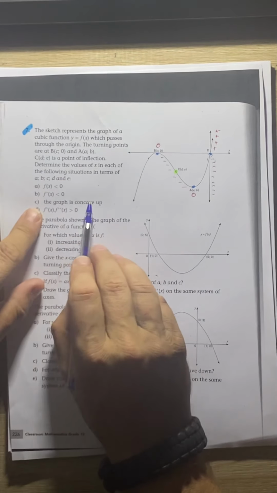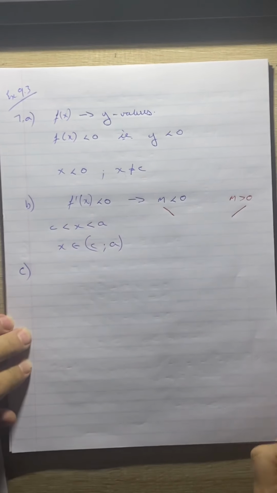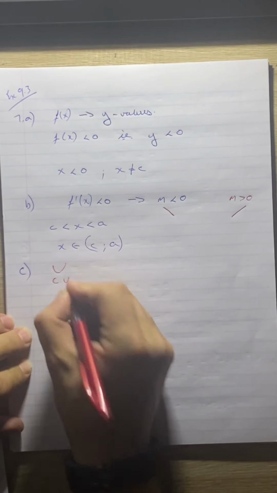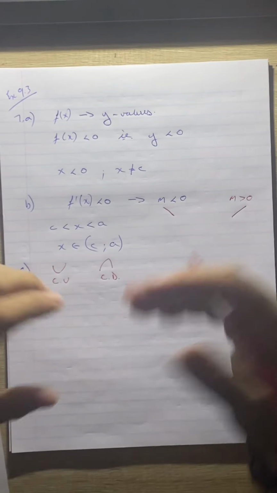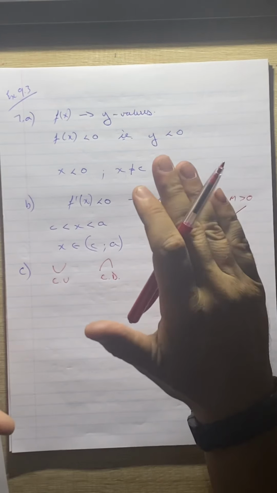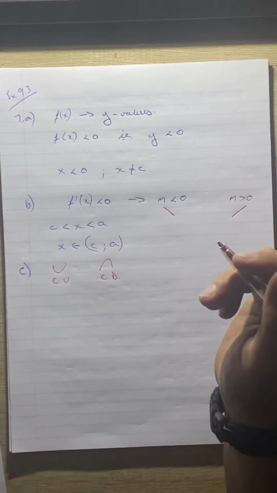All right, question C. The graph is concave up. Now remember, in that direction it is concave up, and in that direction it's concave down. Just remember that it starts at your point of inflection and goes on. So this will start or end at your point of inflection.